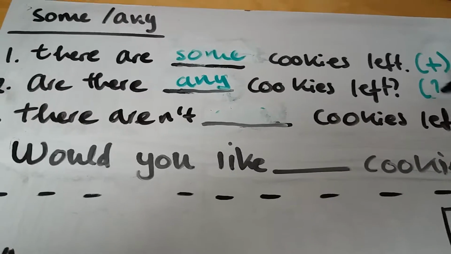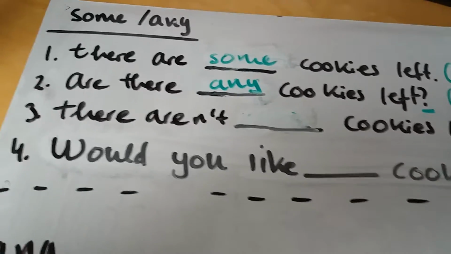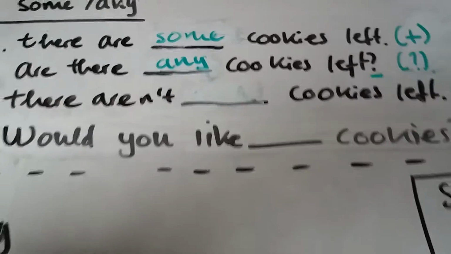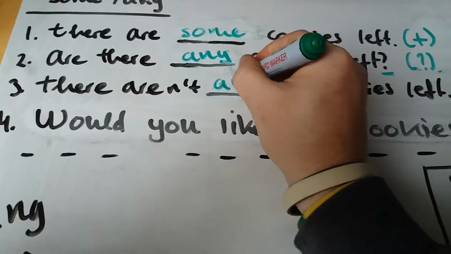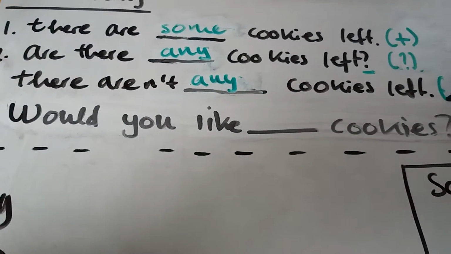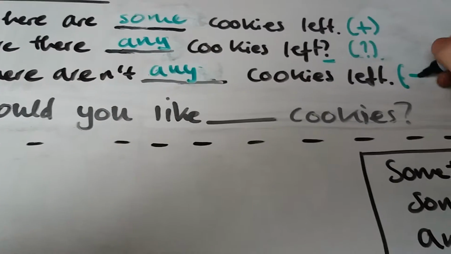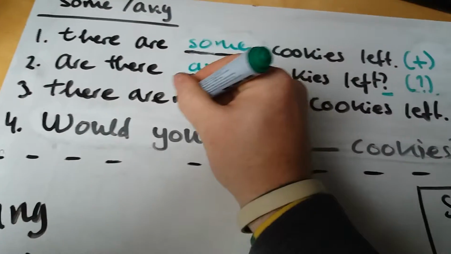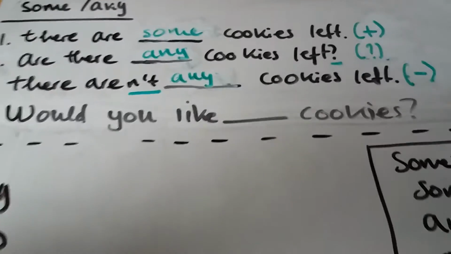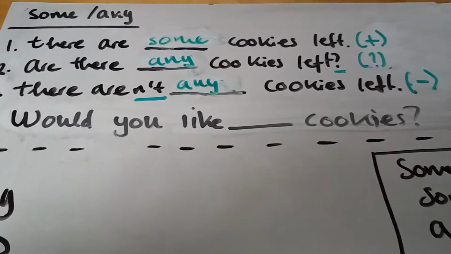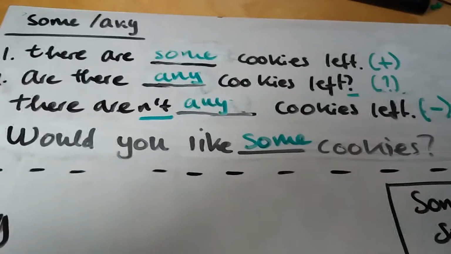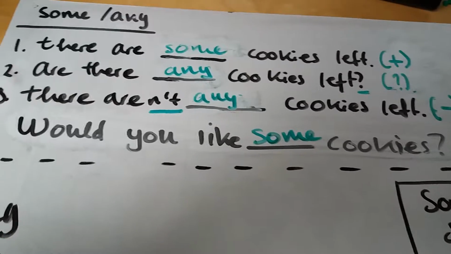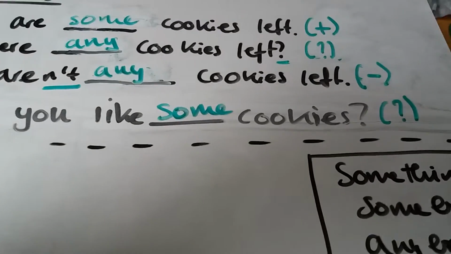This one is a question sentence. You can see here. What about the third one? There aren't cookies left. We go with any. And this is a negative sentence because we have the word not here. And then the last one, would you like cookies? We'll go with some. It's a question sentence.